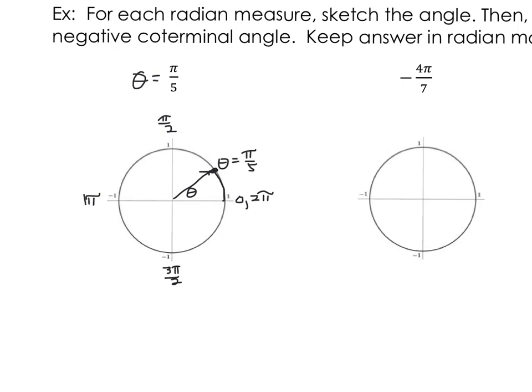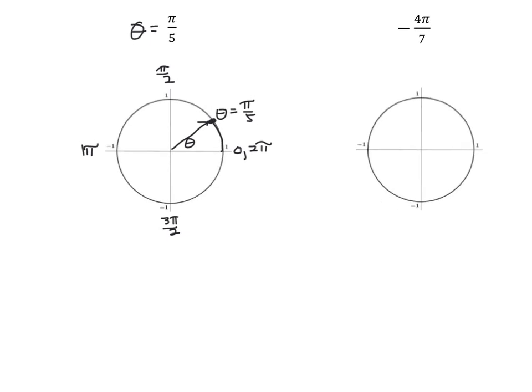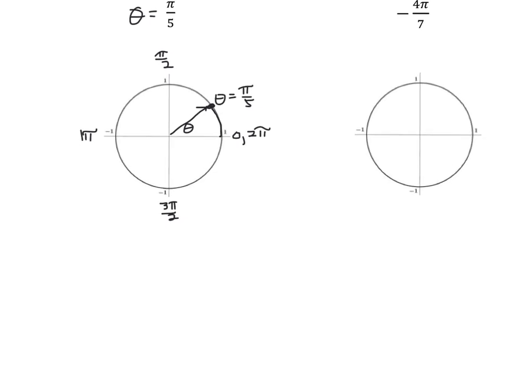Part 2, to find coterminal measures. I'm going to need to scroll down to have a little bit more room to write that. There we go. To find coterminal measures, this is actually pretty easy, even though we're dealing with fractions. Remember, our formula is theta plus or minus 2 pi over 1. Our theta value is pi over 5. We'll start with that, plus or minus that template 2 pi over 1.